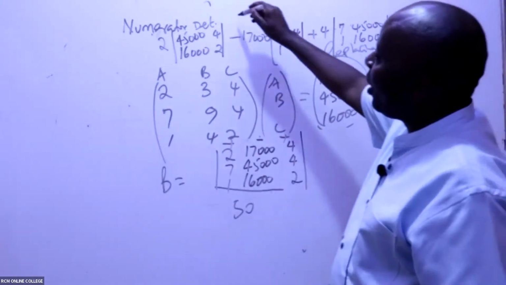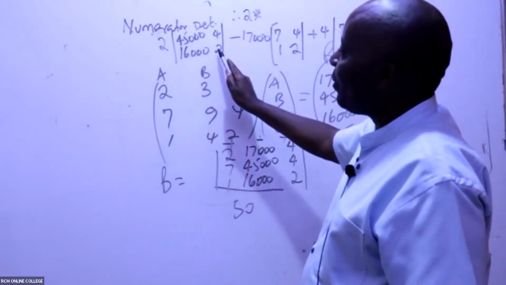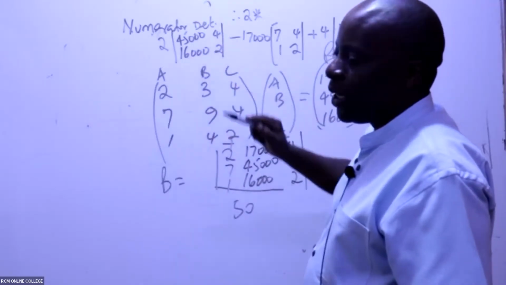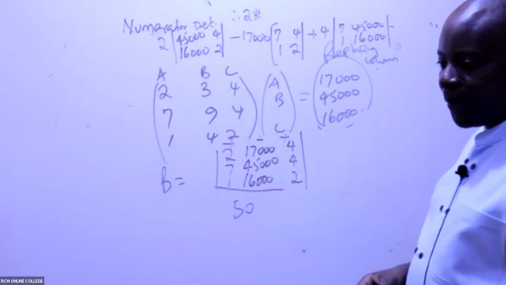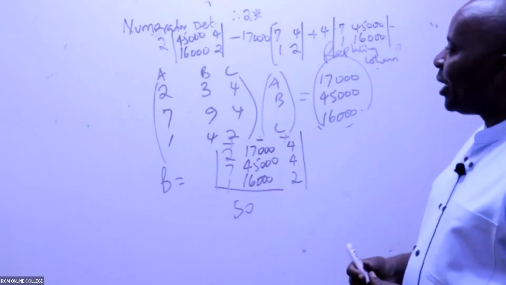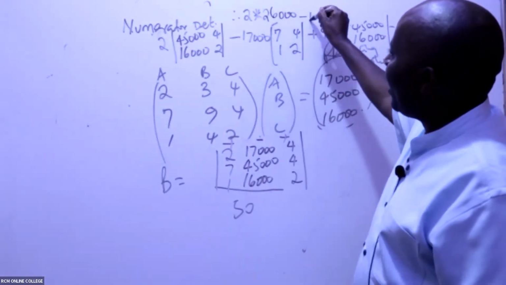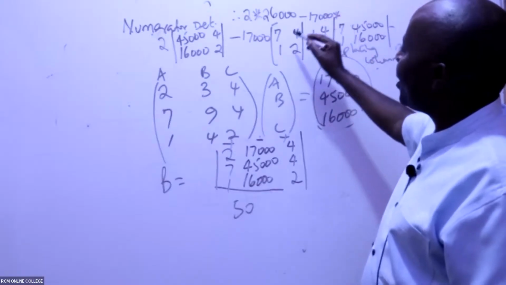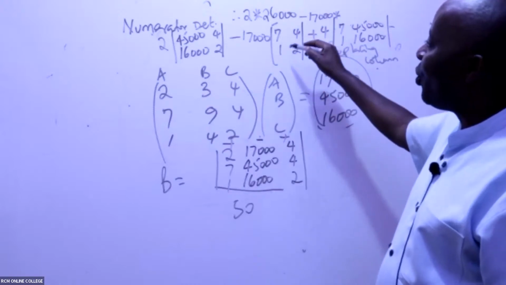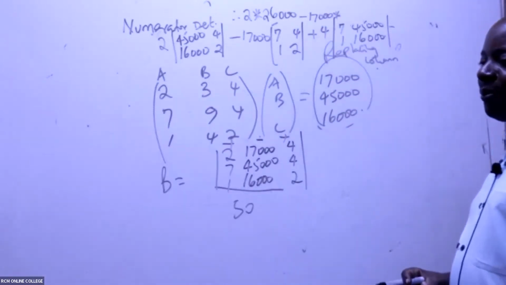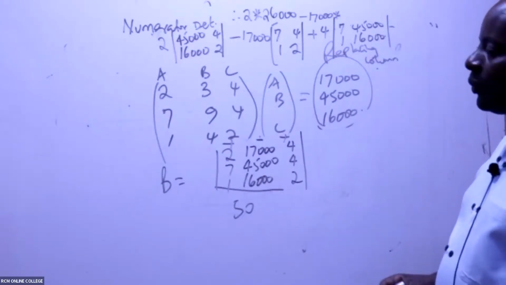So therefore, this one here will be 2 times. Are you able to give me this figure, 45,000 times 2 minus 16,000 times 4? Are you able to give me that figure, ladies and gentlemen? Yeah, I will repeat. In this case, they are telling me it is 26,000. 26,000 minus 17,000 times the determinant. So this minus that, 7 times 2 minus 1 times 4. So this gives me 10.